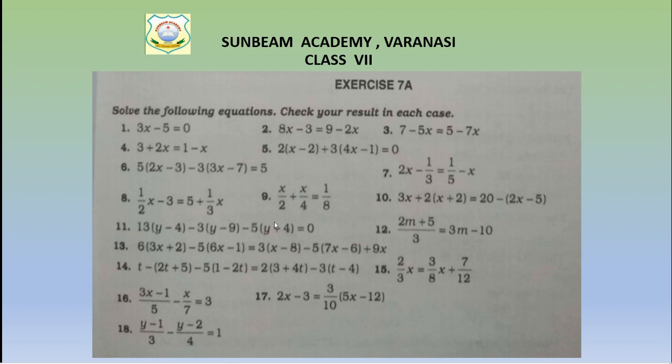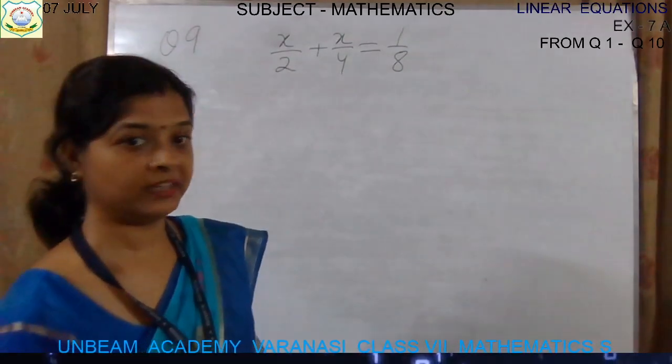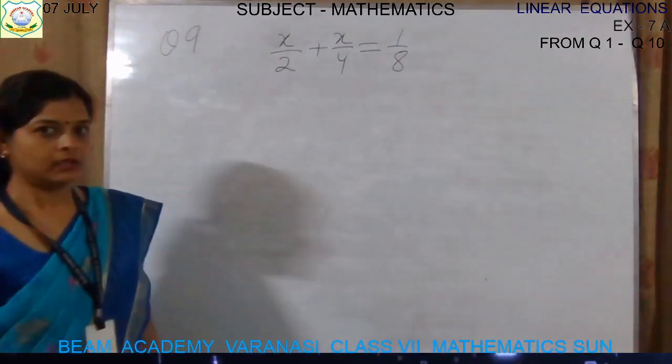So our next question is question number 9. It is x by 2 plus x by 4. X by 2 plus x by 4 is equal to how much? 1 by 8. X by 2 plus x by 4 is equal to 1 by 8. Now let's see the board work. I have written it.